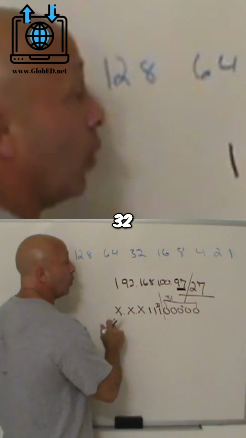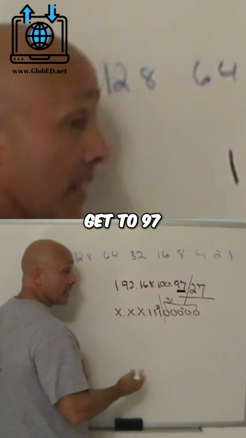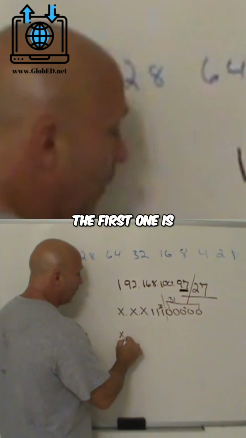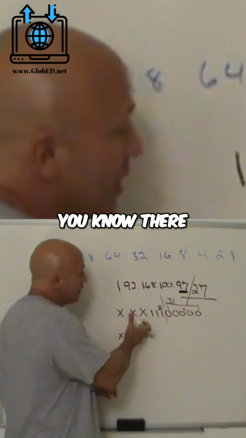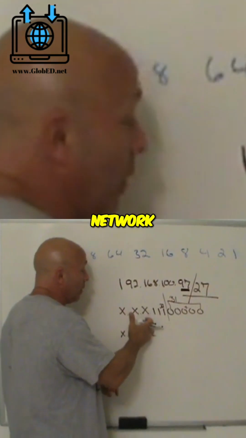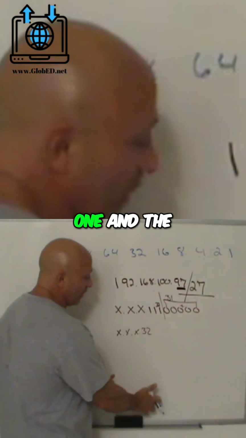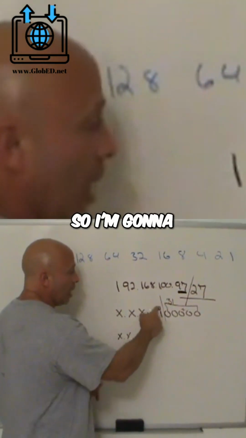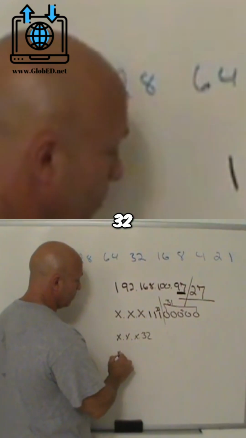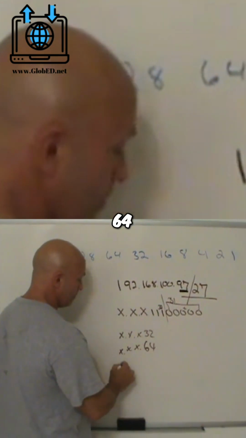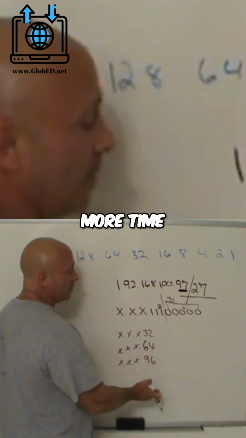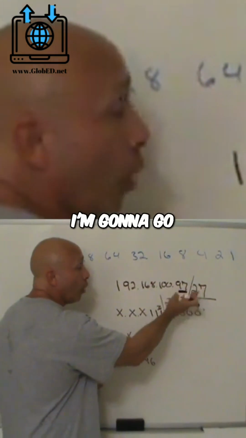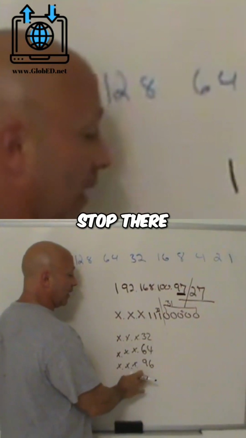So the increment is 32, and you need to get to 97. Let's find out. The first one is 32. I'm not using 0. You know there is network 0, that's what they use, the very first one and the very last one, okay? So I'm going to start with the increment 32, 64, 96, okay? If I increment one more time, that's going to be 128. I'm going to go over 97, so I have to stop there.